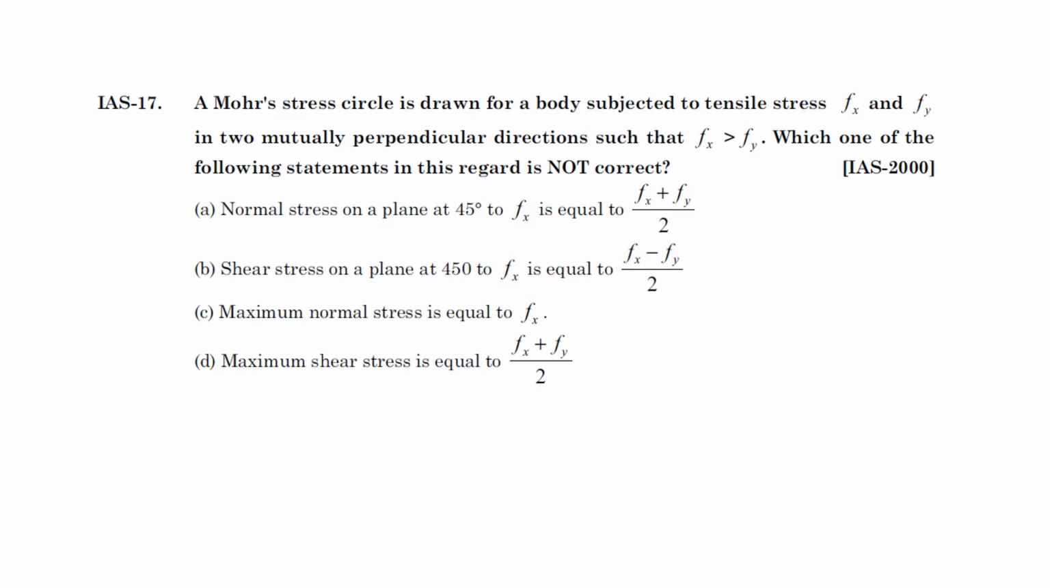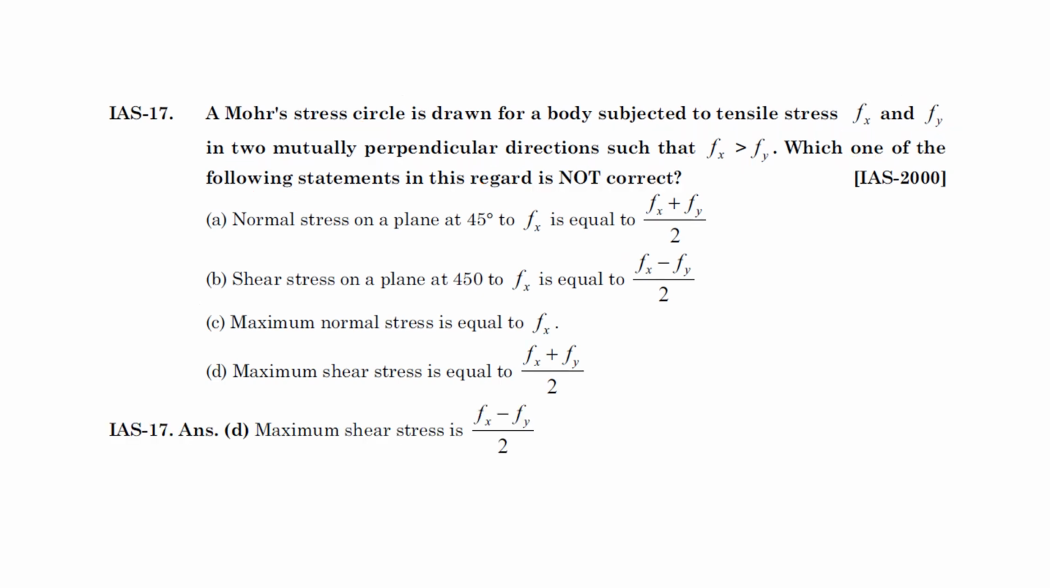Next question, a Mohr stress circle is drawn for a body subjected to tensile stress Fx and Fy in two mutually perpendicular directions such that Fx is greater than Fy. Which one of the following statements in this regard is not correct? Okay, तो इसमें not correct बोल रहा है, is not correct की बात नहीं कर रहा है. So its answer will be actually D. Maximum shear stress is equal to (sigma x plus sigma y) by 2.